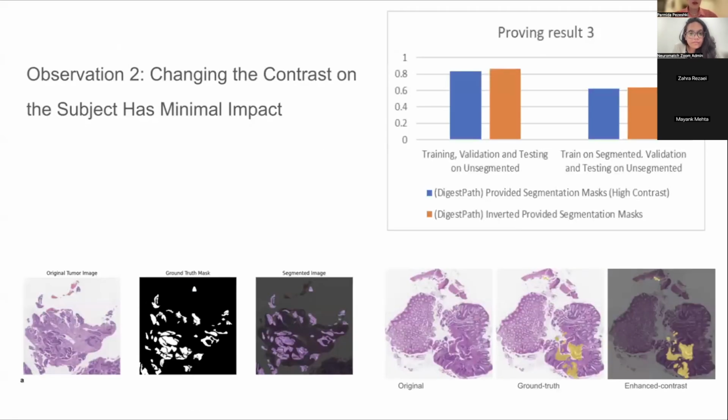Observation number two was related to another of our hypotheses. We used a dimming factor to dim the background and highlight the region of interest, and we wanted to see if increasing this dimming would decrease the background noise and affect the classification accuracy. But changing the contrast and the dimming factor had minimal impact on the accuracy of the classifier.